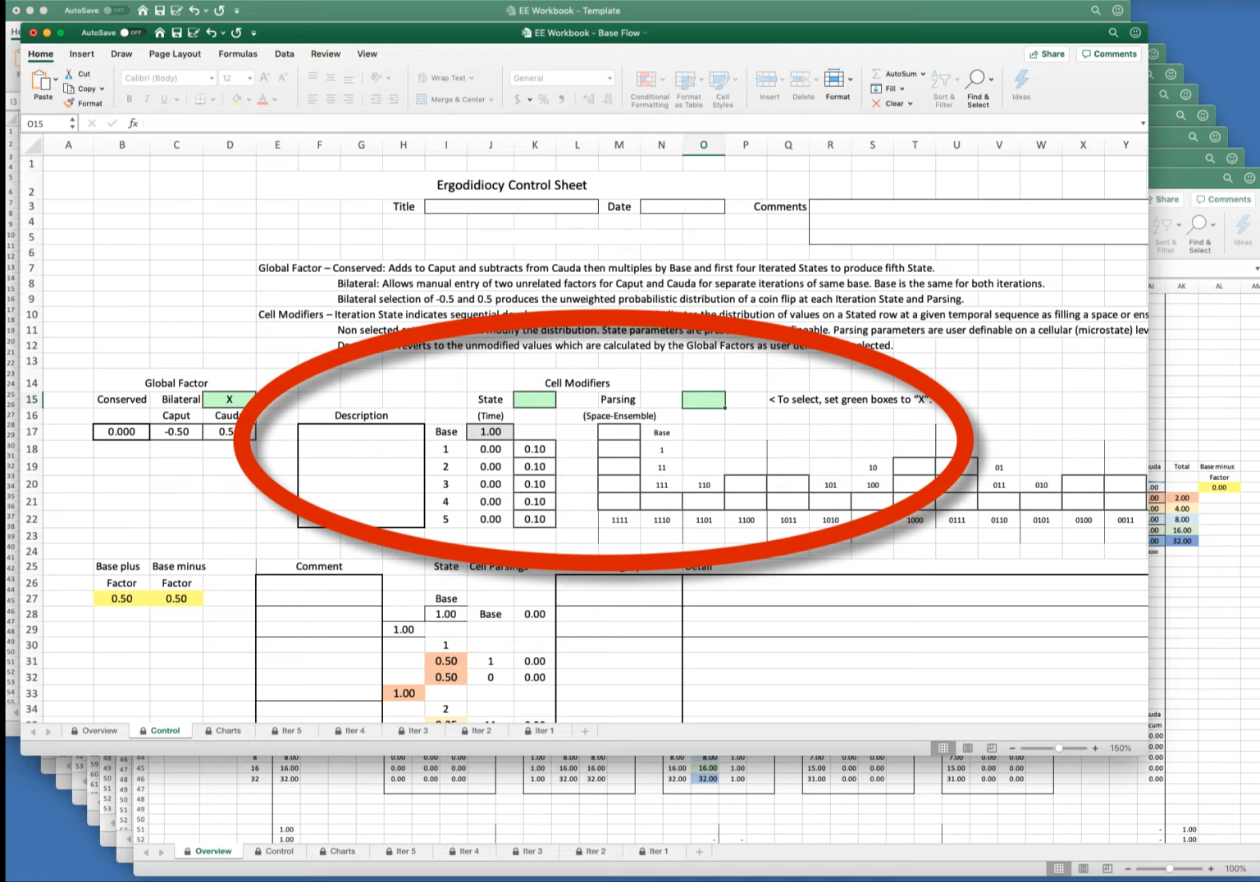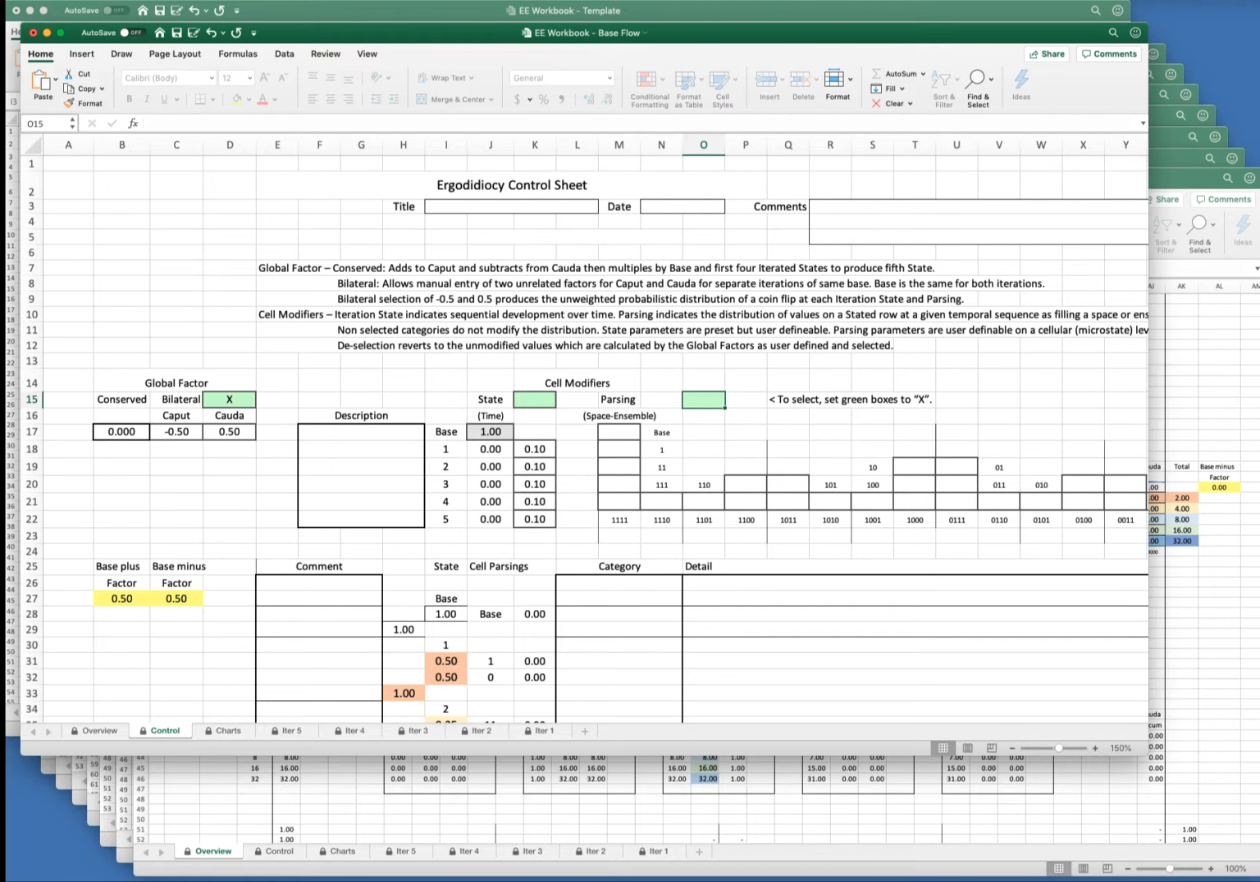The cell modifiers, not used at this stage of analysis, offer two additional parameters if selected and entered by the user. The first, state, offers the option of entering a base figure other than 1 and the option of entering an inflation or other modifier for each of the 5 states.